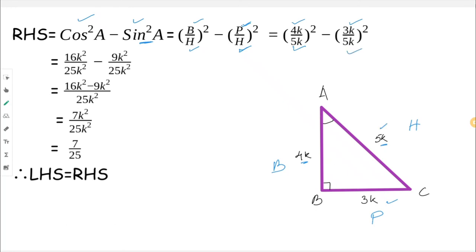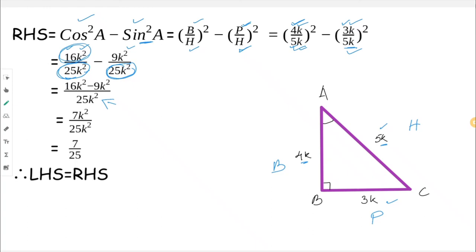Now let's multiply them again. 4 4s are 16 k square, 5 5s are 25 k square. So you can see 25k square. 3 3s are 9 k square, 5 5s are 25 k square. You'll notice that the denominators are 25k square and 25k square, which means they have the same LCM. The LCM will be the same because their denominators are equal.